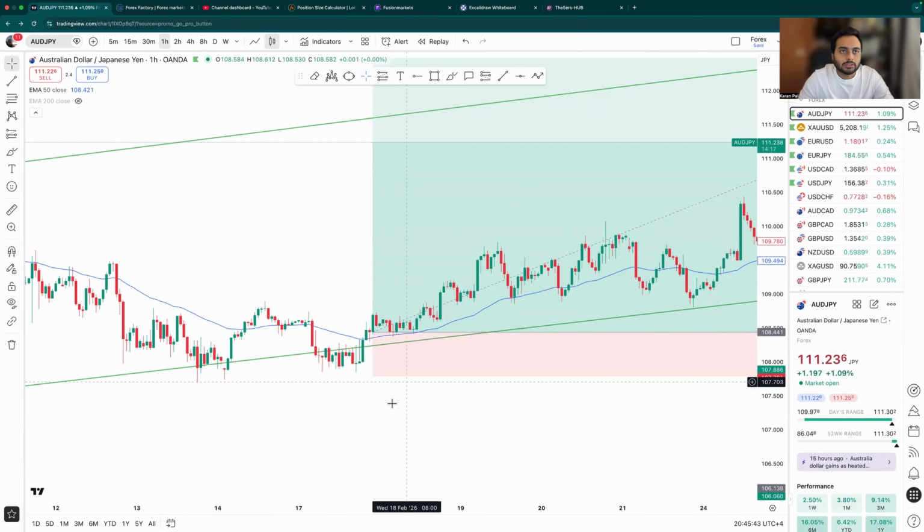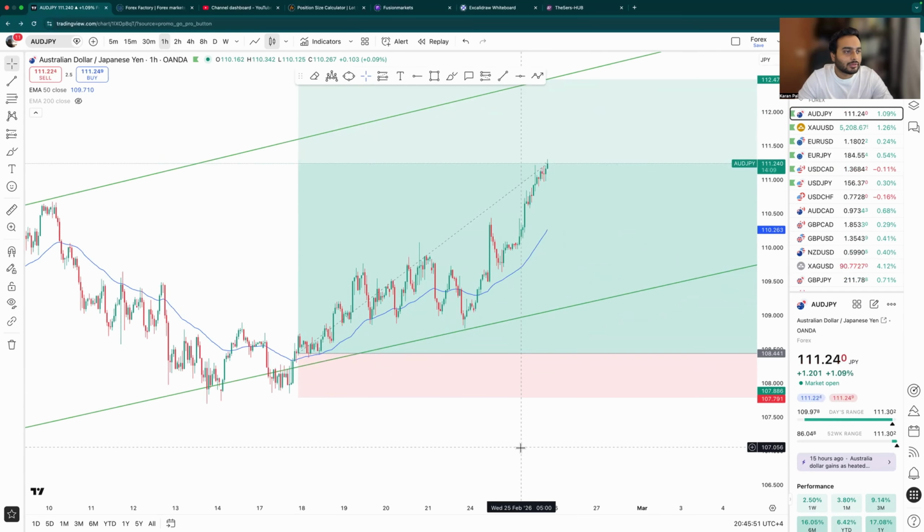So I hope you get this. The entries can be very different. You have to mainly look for structures while entering this trade.